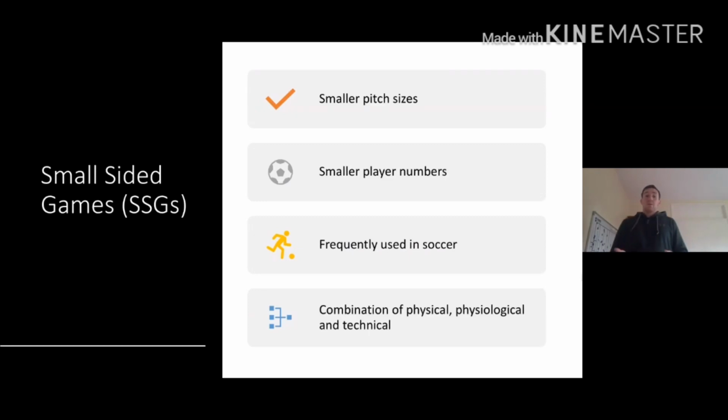Most people are probably familiar with small-sided games at this stage. Basically, they're played on smaller pitch sizes, with a smaller number of players taking part. They're frequently used in soccer, and the benefit of them is that they're a combination of the physical, physiological and technical, and you can work in some tactical elements as well. It means you don't need to be doing extra runs instead, so it lets you work with the ball.